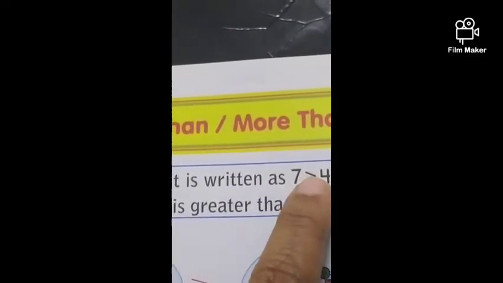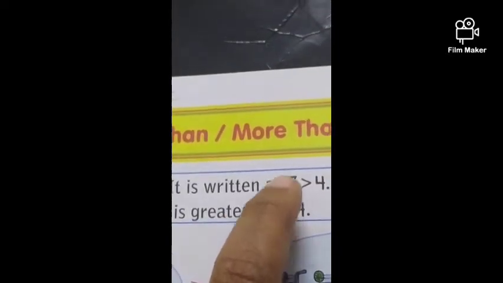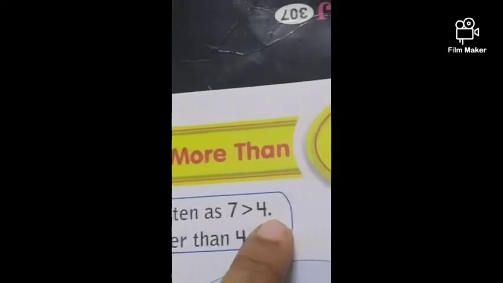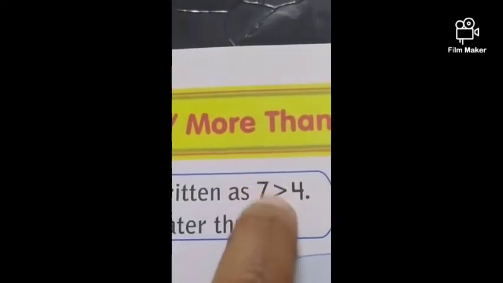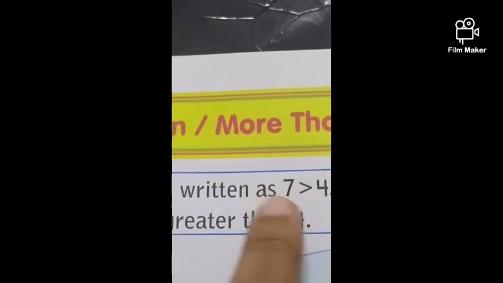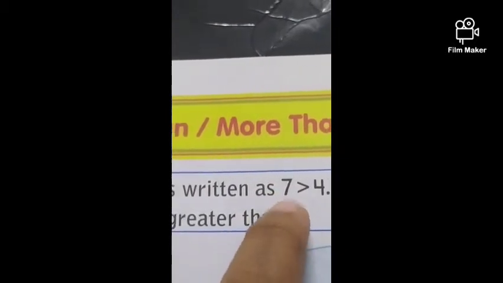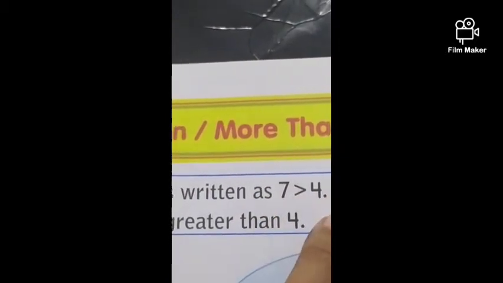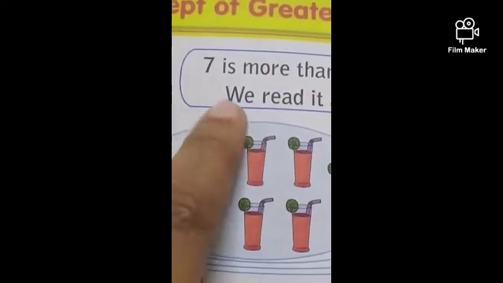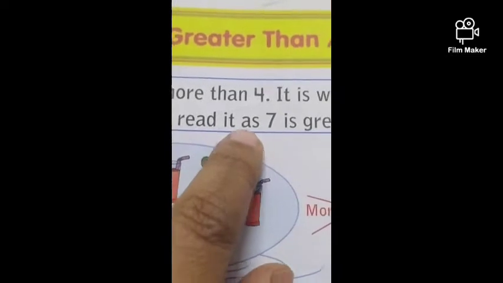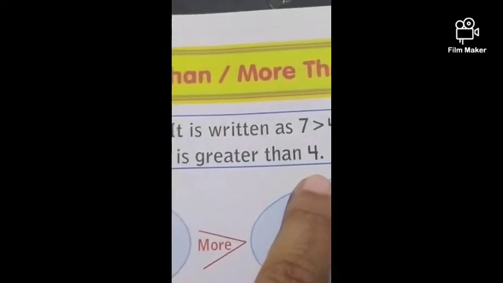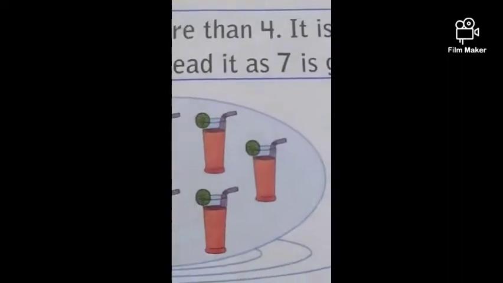The open part faces the bigger number and the closed part faces the smaller number. See, open part towards 7 and closed part towards 4. So how do we read it? 7 is greater than 4. This sign is for greater than. We read it as 7 is greater than 4. Okay? Understood?